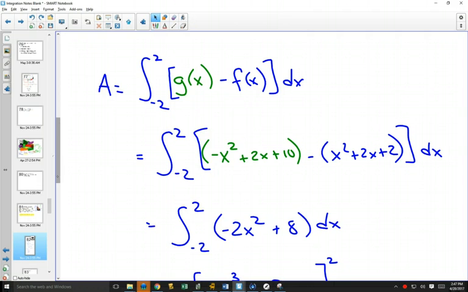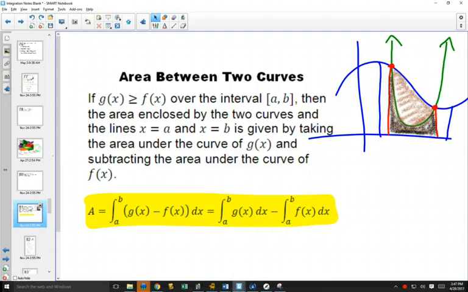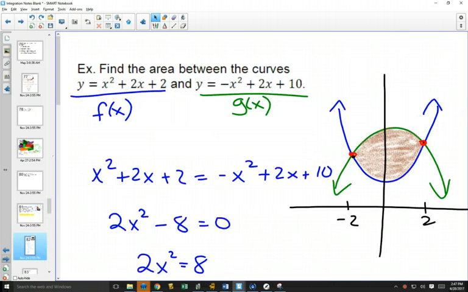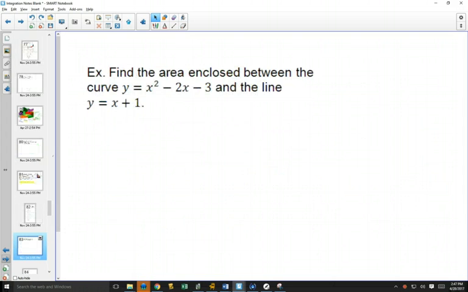So the idea, to recap, what did we do? We first of all find where they intersect. Then do the definite integral between those two values and subtract the one function from the other function. So I want you to try these next two.